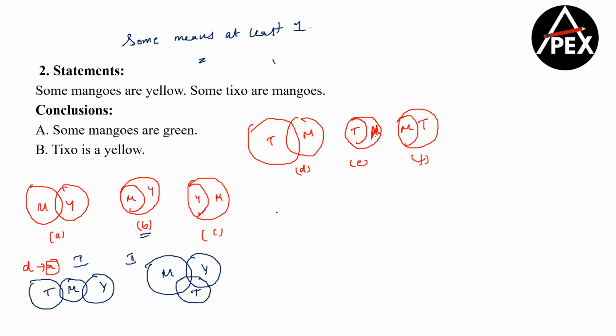Next, what should I do? I have to take E and combine it with A. If I combine E with A, again I have to draw A first, M, Y. Now what will happen to E? There should be T inside M. So T is inside M, that's our case 3.